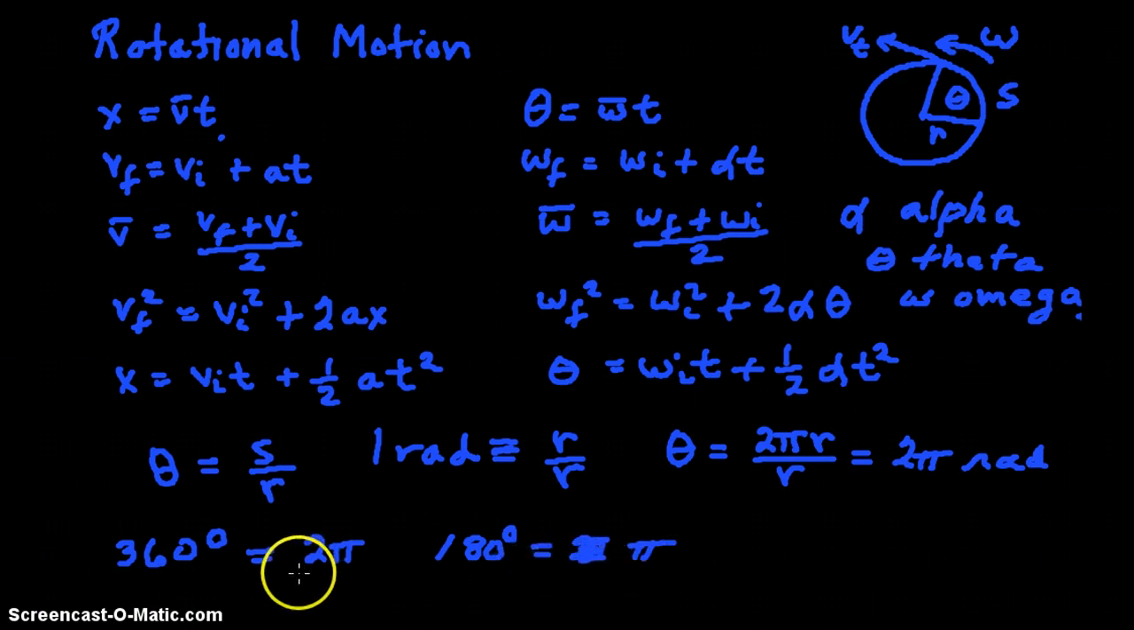So let me give you some examples of converting degrees to radians and radians to degrees. I'll do that on the next page. Let me clear this page. So for example, say you had 45 degrees and you want to convert that to radians. There's pi radians per 180 degrees. So that equals pi over 4.